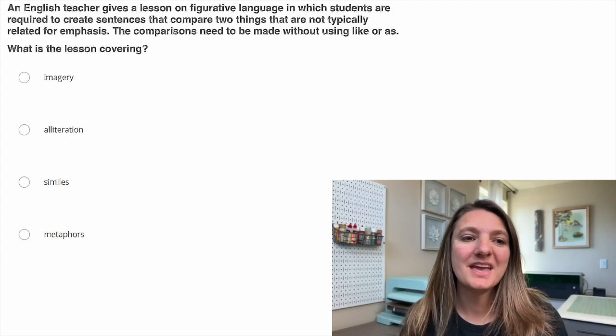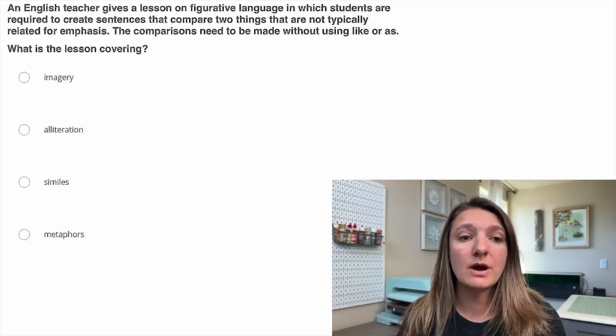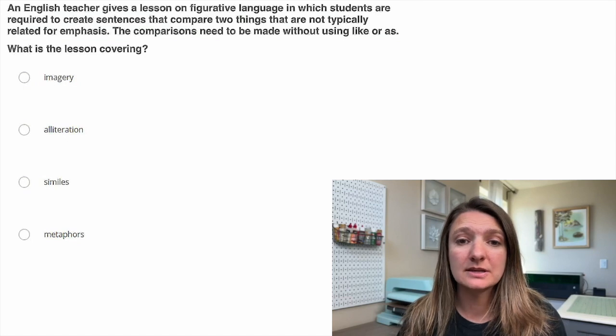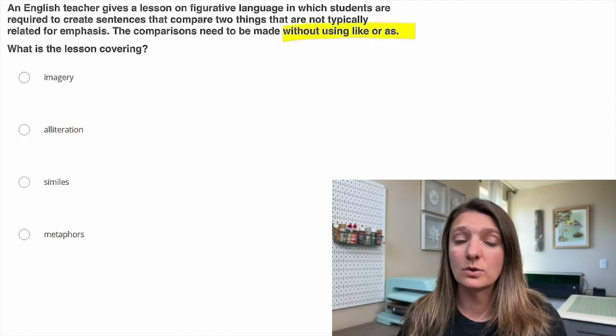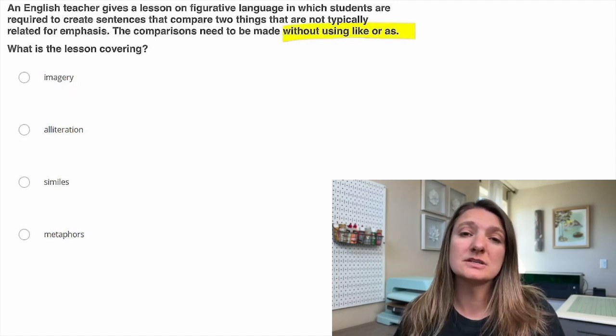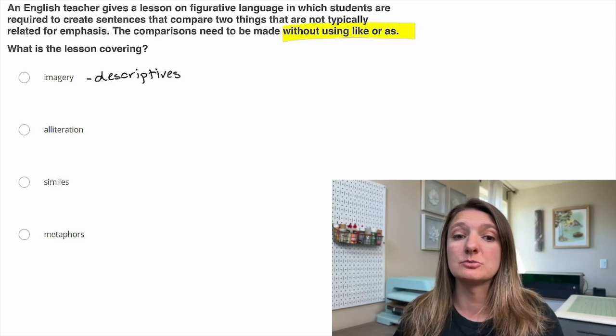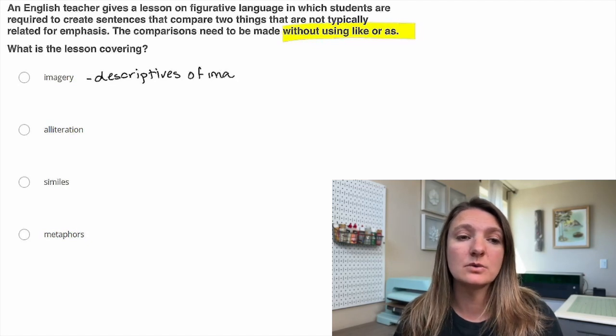Okay, question 1. An English teacher gives a lesson on figurative language in which students are required to create sentences that compare two things that are not typically related for emphasis. The comparisons need to be made without using like or as. What is this lesson covering? Imagery is where you're describing images, or describing visually what the reader should be seeing. So that's not really what our lesson is trying to cover.